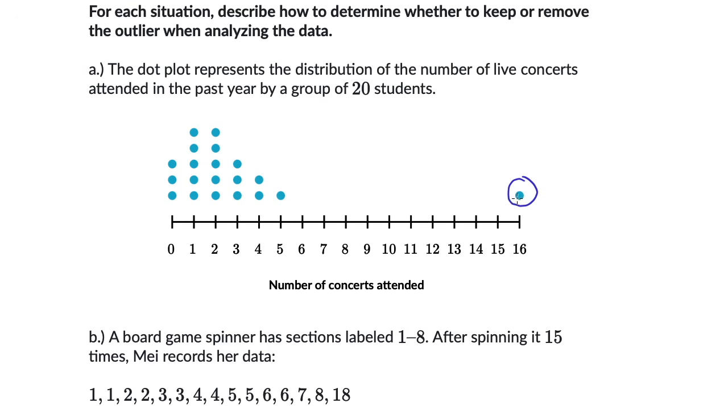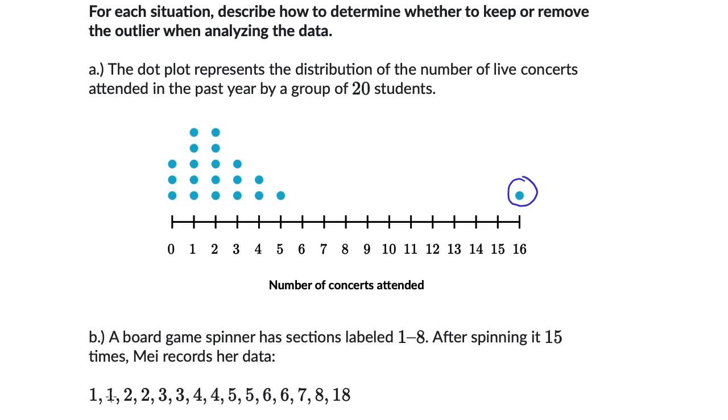So you don't just remove outliers just because it's very different than everything else. If it's real data, it's real data. You should include it. Now, in scenario B, a board game spinner has sections labeled 1 through 8. After spinning it 15 times, May recorded her data.